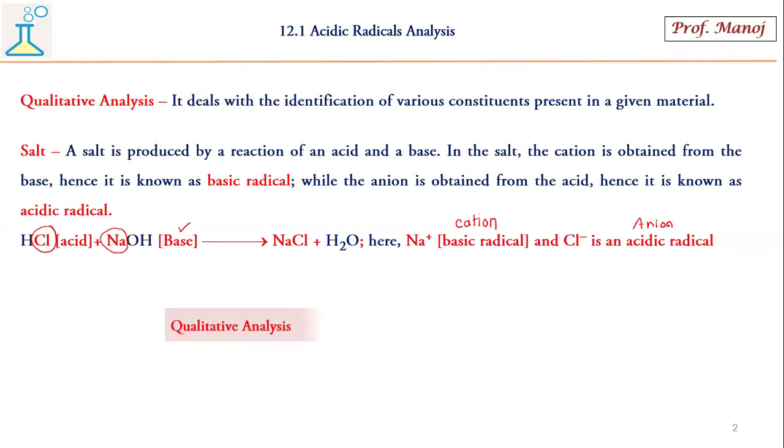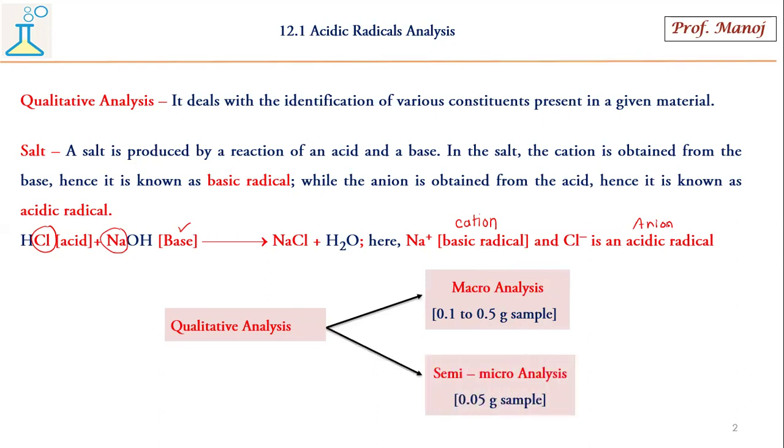Now this qualitative analysis, what we see, is classified in different manners. But the two types which we are studying are macro analysis and semi-micro. Both these names are according to the sample size which we are taking. So 0.1 to 0.5 gram sample size when you are testing, it's called macro. And much smaller than that, around 0.05 gram sample, is called the semi-micro analysis. So this slide is basically about the general introduction to what is meant by qualitative analysis.